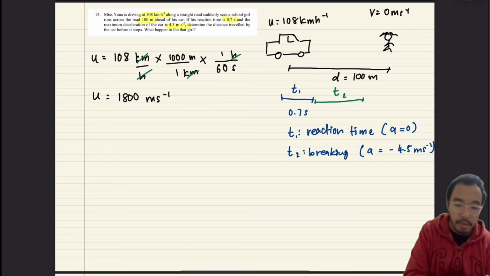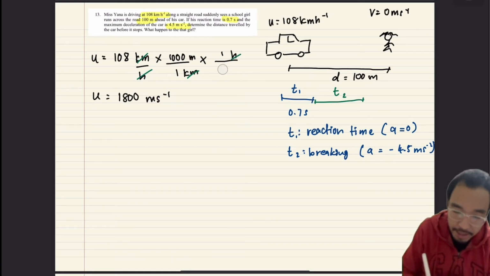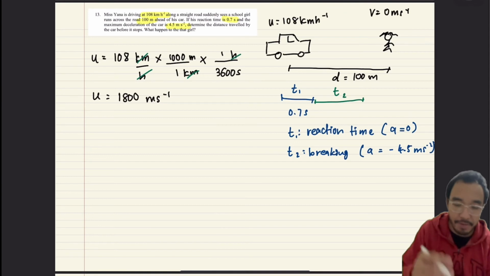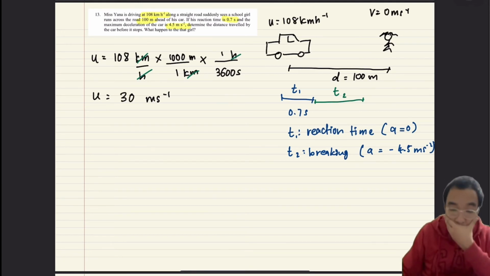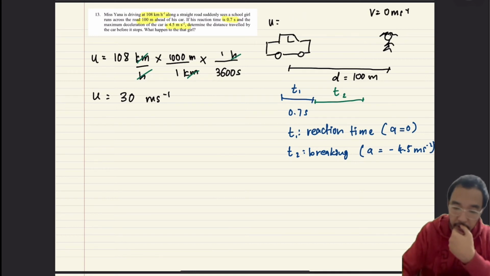Okay. The reason why I got it wrong is because 1 hour actually represents 3600 seconds, which is 60 minutes and 60 seconds. Sorry about that. So it should be 30 meter per second. Now you already have U, which is in meter per second. I change this one straight away so that you don't get confused.